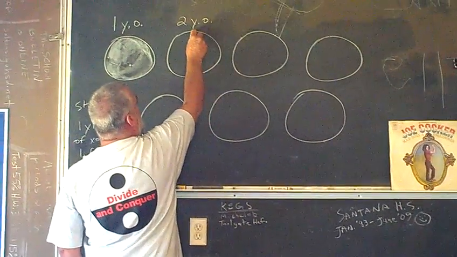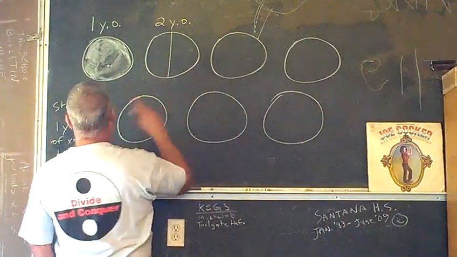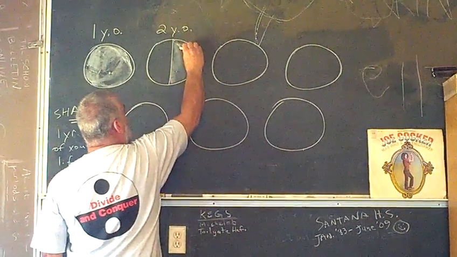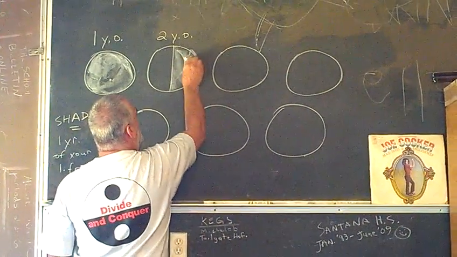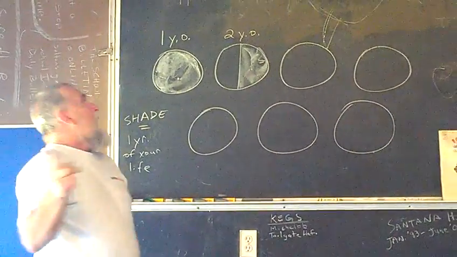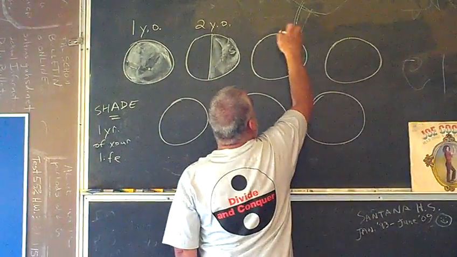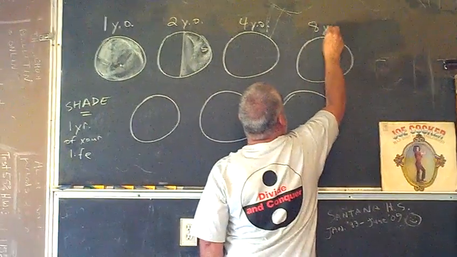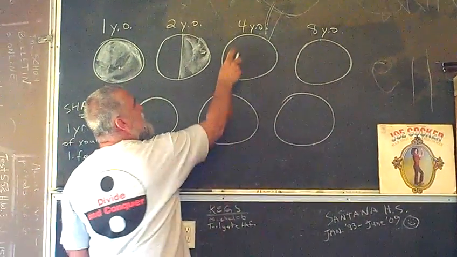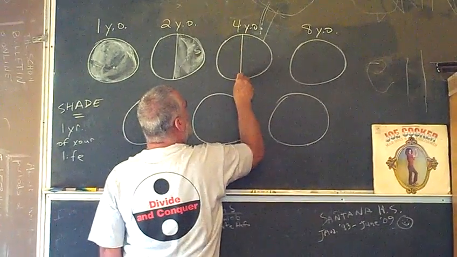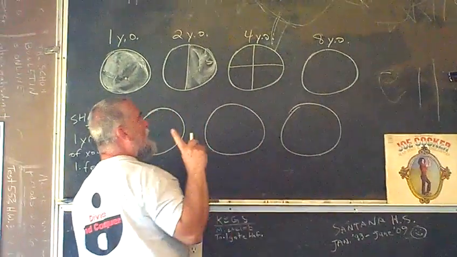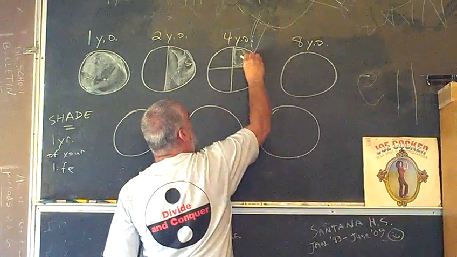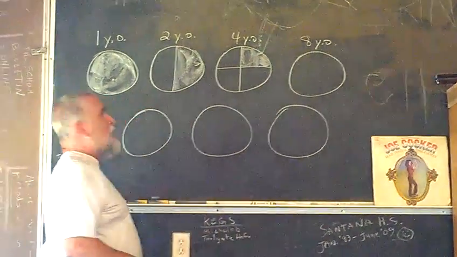Okay? And then I'm going to go to 2 years old. When you're 2 years old, 1 year is this much of your life. And how much is that? That's half of your life. Okay? So you got the idea. Now, I'm going to skip a couple of years here, and go to 4 years old, and then to 8 years old. You'll be able to figure this out real quickly. When you're 4 years old, 1 year of your life is represented by that part, which is 1/4 of your life.